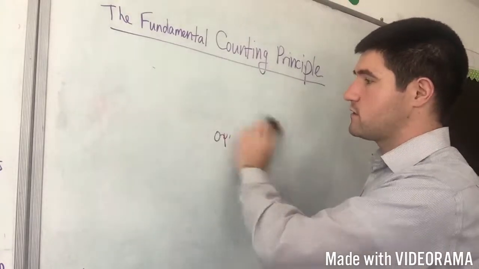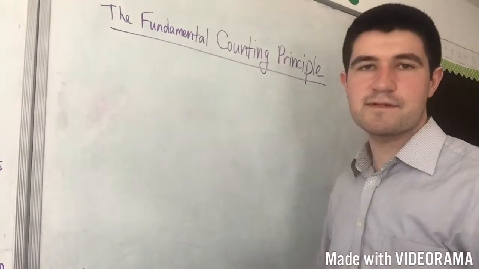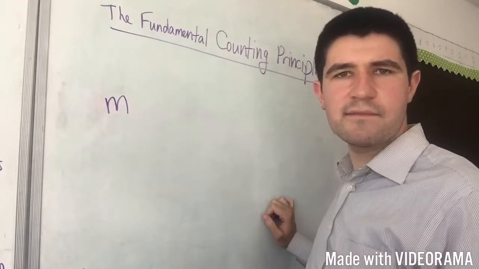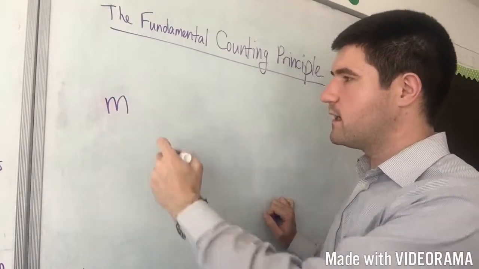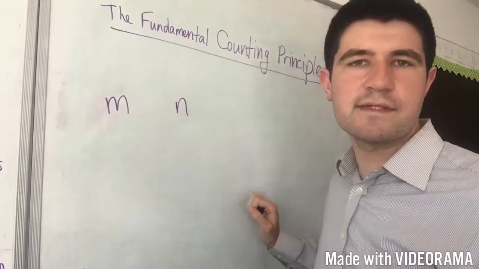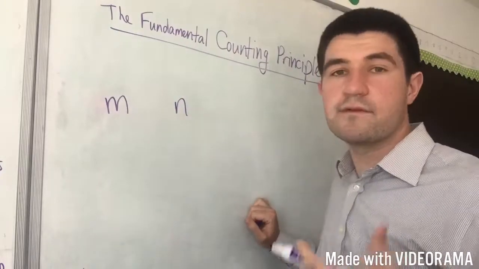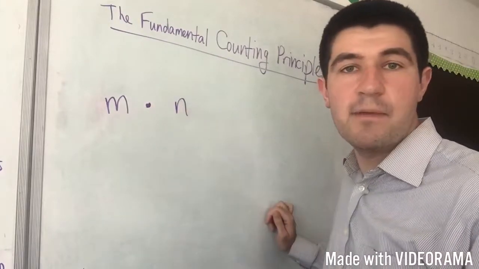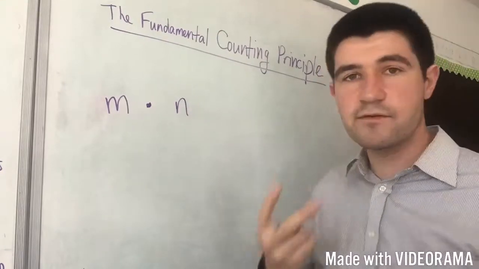So in general, the fundamental counting principle says this. If you have m items in one category and you have n items in the other category, to figure out the total number of combinations you can make, you simply multiply m times n. And that's for 2 categories.